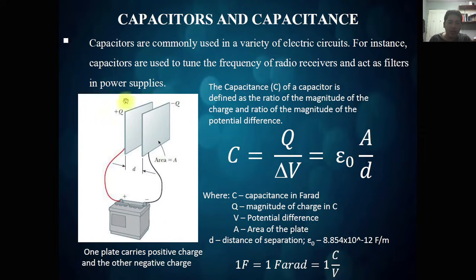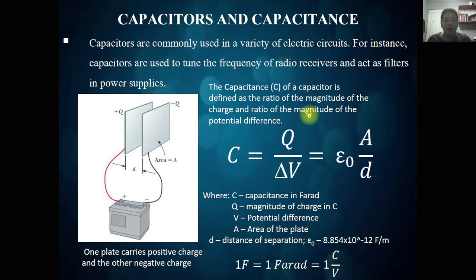As I have said a while ago, this is an example of a capacitor wherein we have two charged plates parallel to each other, positive Q and negative Q, separated by a distance d and having a surface area A. Of course, there's an electric field in between positive Q and negative Q, and between them is also a dielectric.